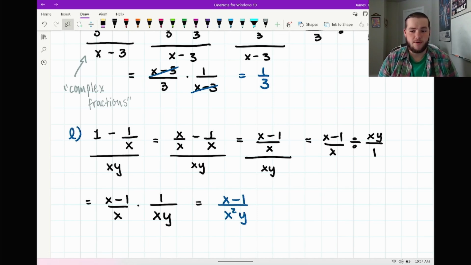I have 1 minus 1 over x all over xy. So what I did first was fully simplify my numerator, and then I combined my like terms and simplified again. Right? Now I have my numerator, x minus 1 over x, divided by my denominator, xy. So, to divide by a fraction, I flip and multiply. I had no factors to cross cancel here, so I was just left with x minus 1 over x squared y.